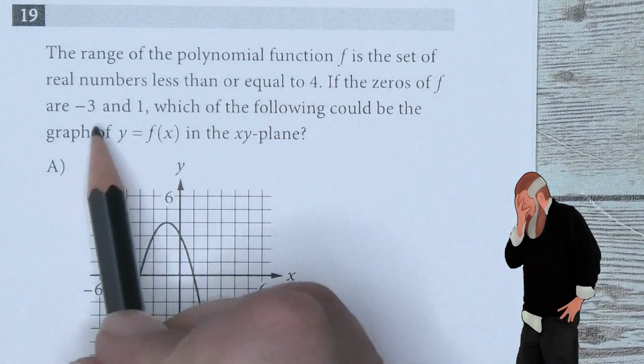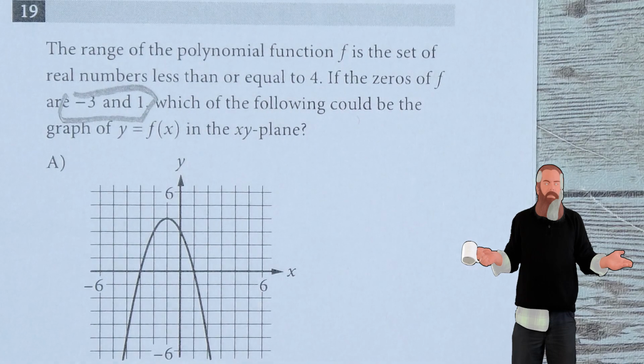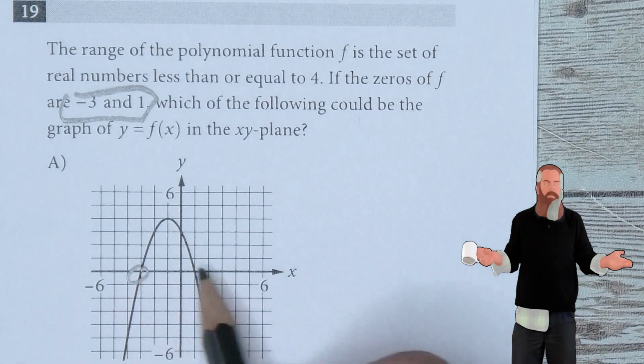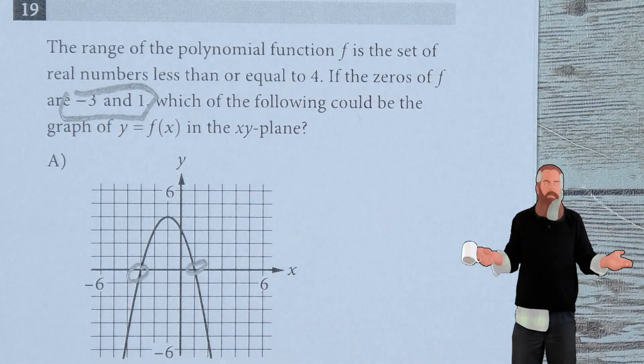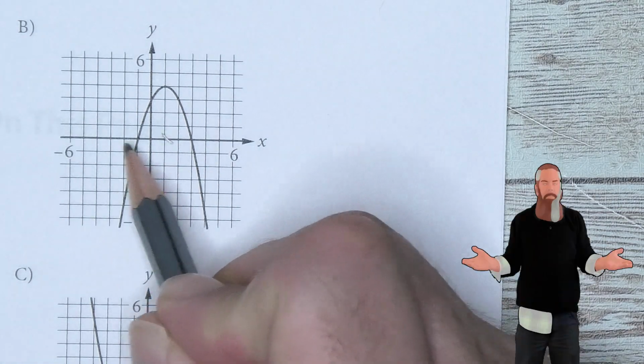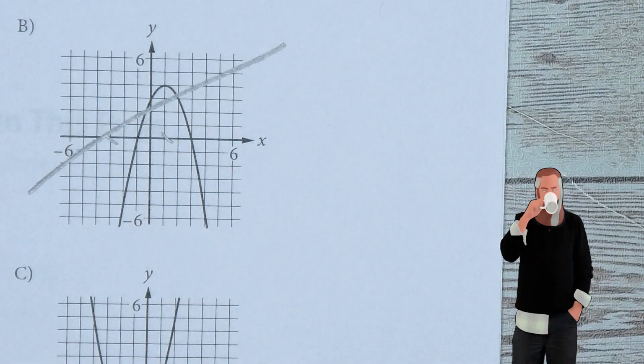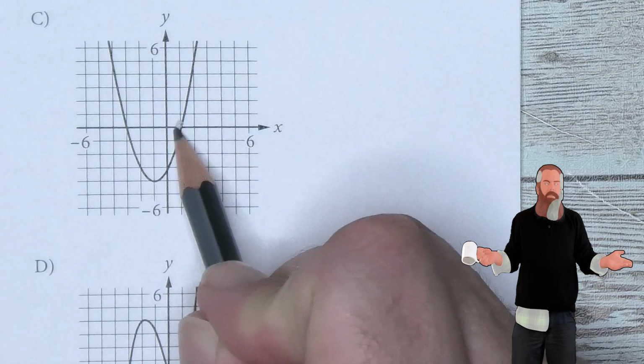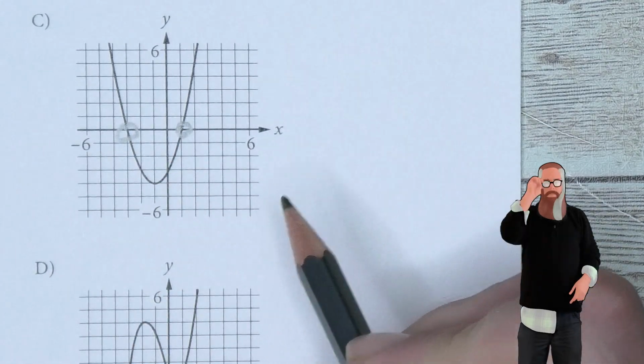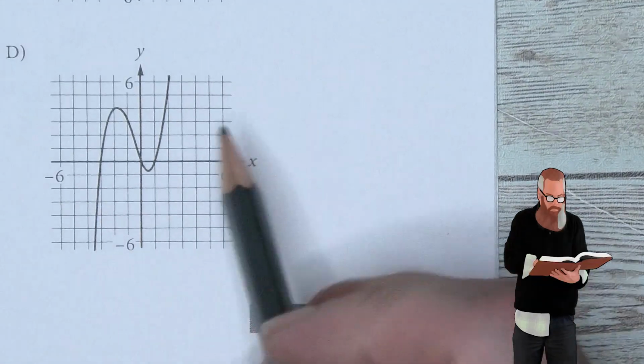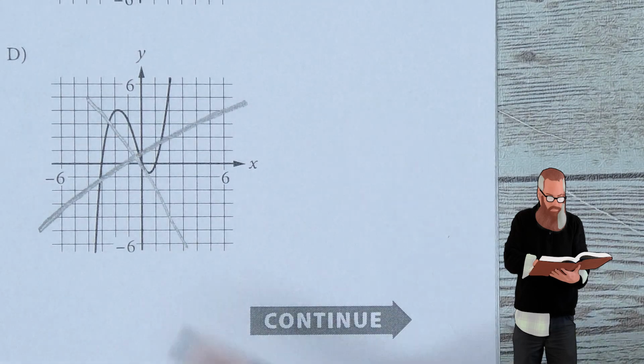So we're going to start with this idea of the zeros are -3 and 1. We see that we do have a -3 and 1 that occurs in A. B is not occurring at -3 and 1, so it is eliminated. C has zeros of -3 and 1, so it's not going to be a problem. And D has 3 zeros, so it cannot be the answer.